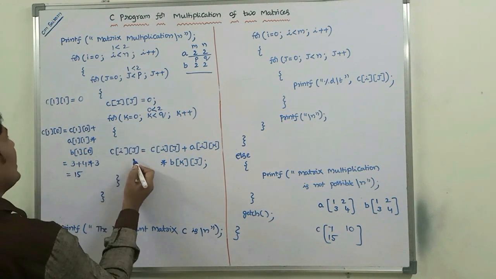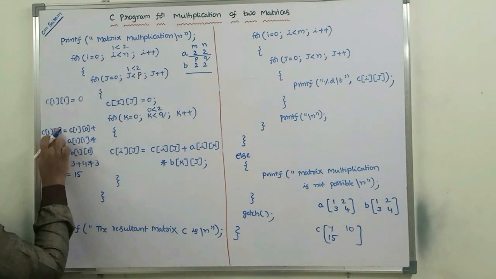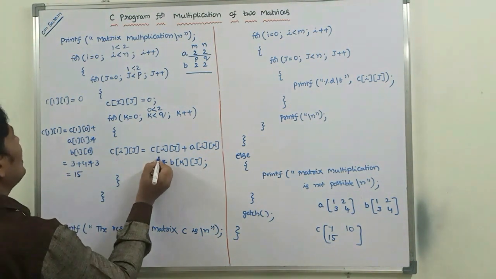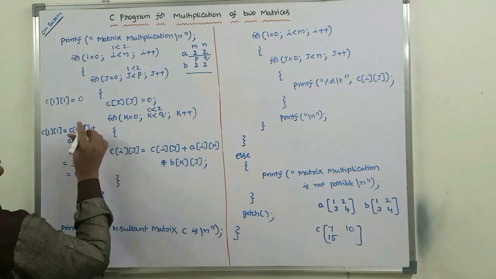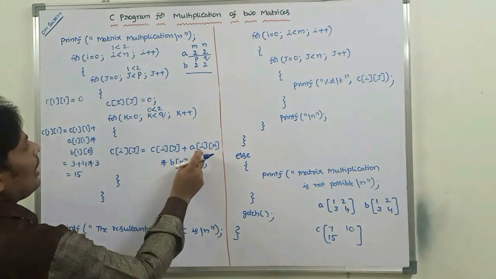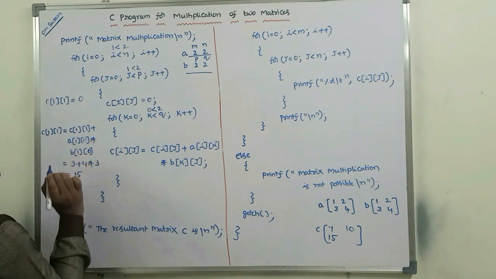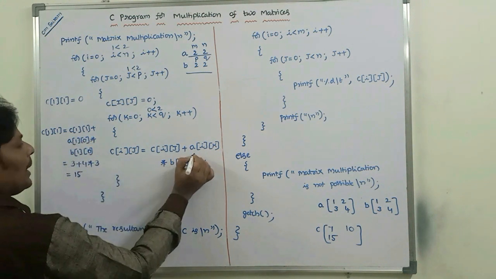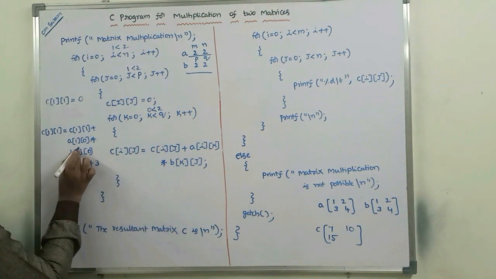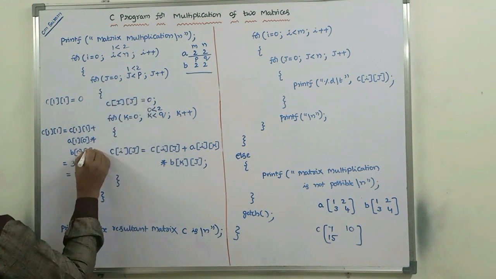C of ij, so I value 1, j value 1. Okay. C of ij, I value 1, j value 1, we have to calculate, is equal to C of I value 1, j value 1, C of 1, 1 plus A of ik, I value 1, k value 0, into B of k value 0, j value 1. This value is 1.